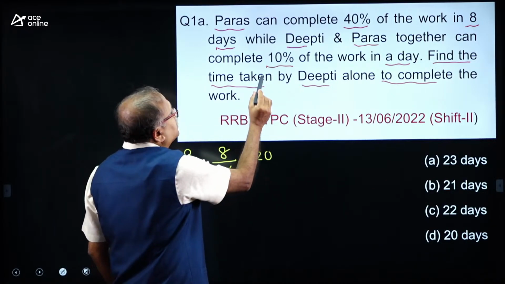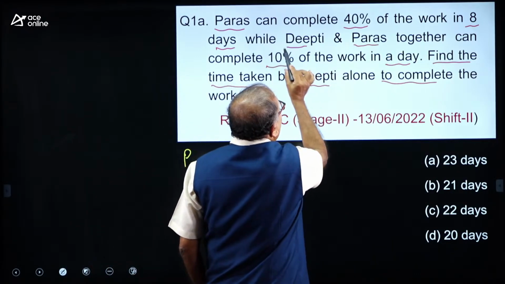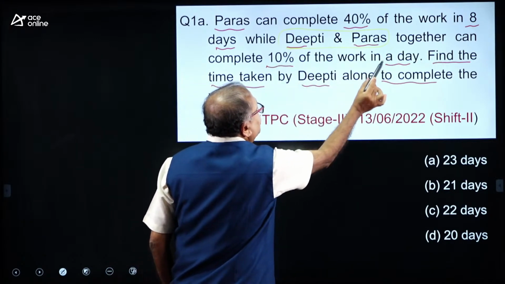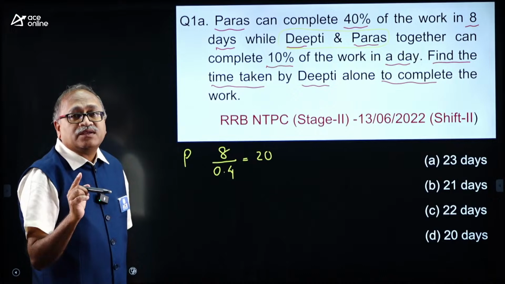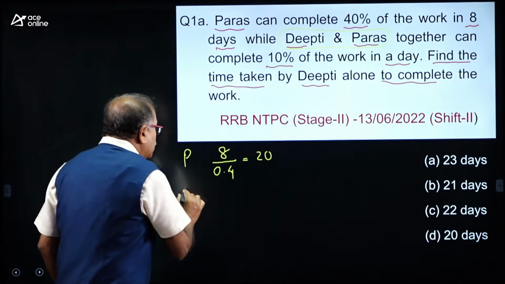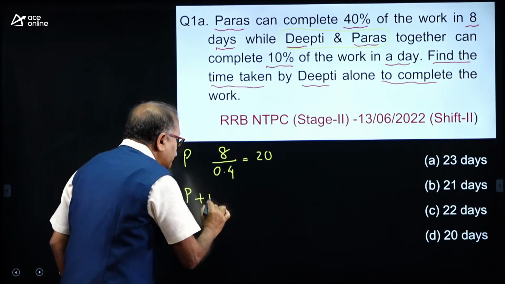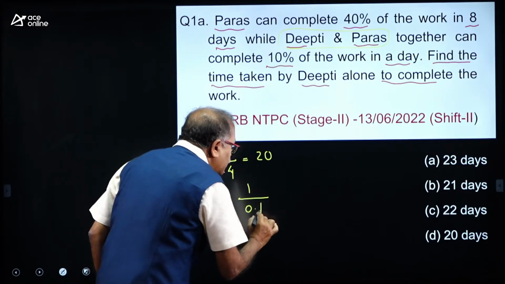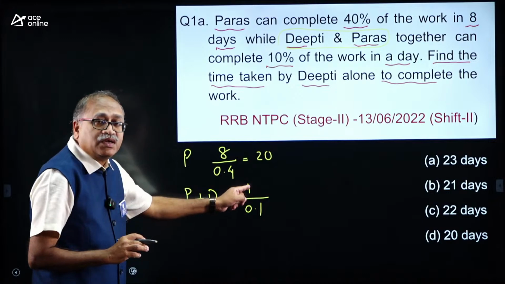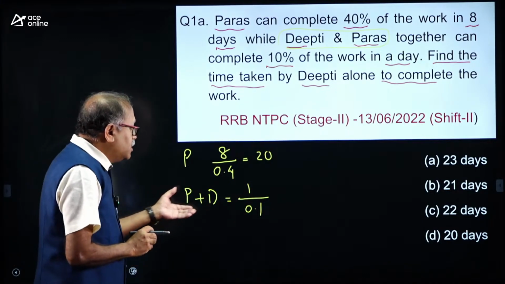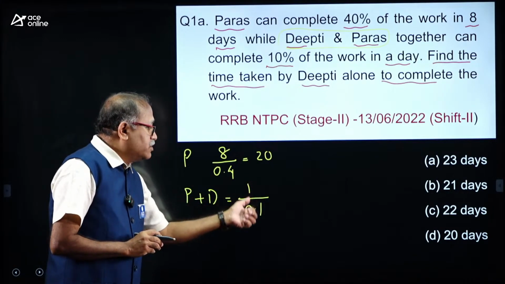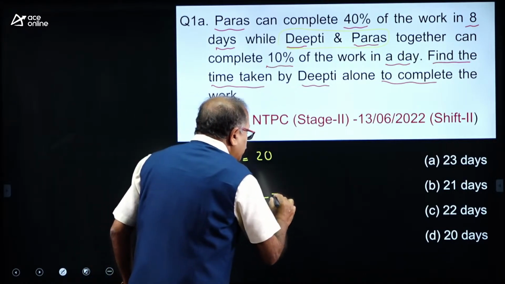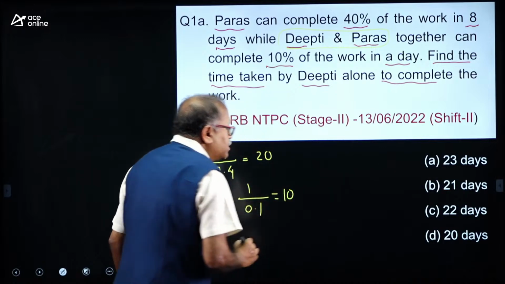And also it is said that P and D together can complete 10% of the work in 1 day. Look at the approach here. So P plus D can complete 10% of the work in 1 day. Then one work in how many days? 1 divided by 10%, that is 0.1, and you will find that together they can complete the work in 10 days.